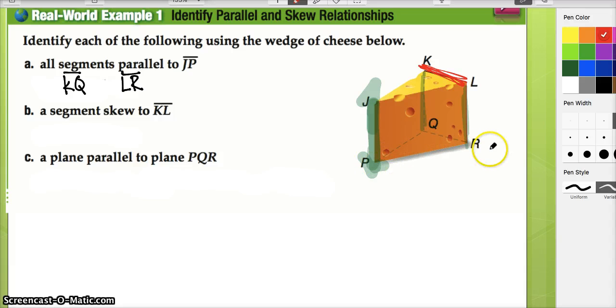But maybe PR works, or even PQ could work. I'm going to go for PR just because it's easier for me to highlight, and I'll write that down here. Then finally, part C, we're asked to find a plane that is parallel to the plane PQR, and the only other plane that we can refer to would be the plane at the top, which is plane JKL. And that's it for example 1.